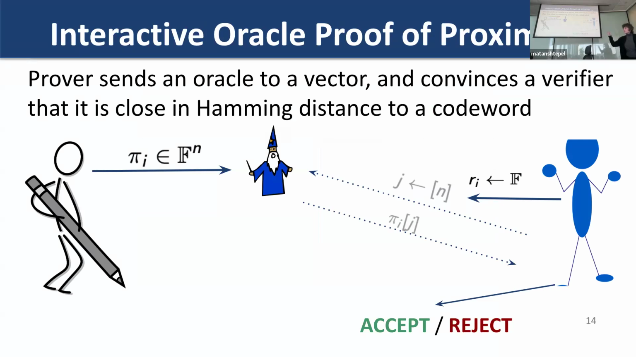And in it, the prover will send an oracle to a vector. A verifier will send back randomness, and they will operate over several rounds. And then the verifier will query the oracles at any locations it wants to, and it will receive back answers. At the end, it either accepts or rejects. If you're familiar with PCP literature, IOPs are like an interactive generalization of them.